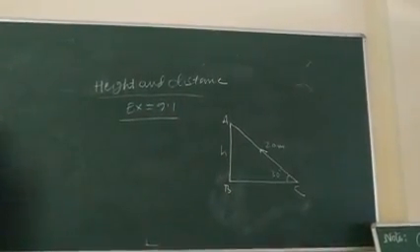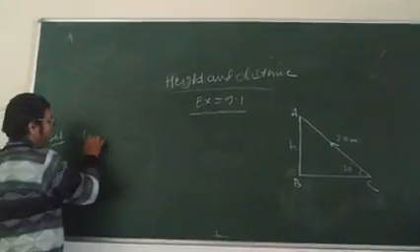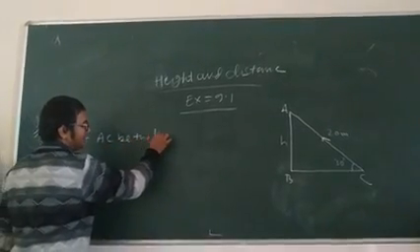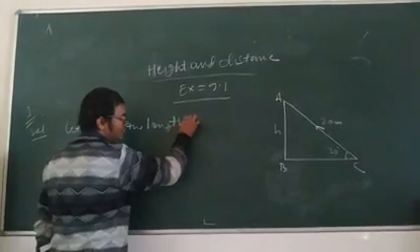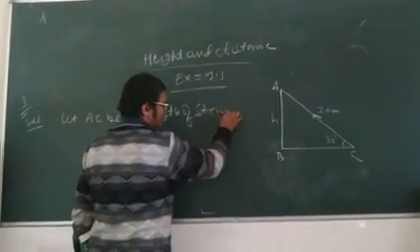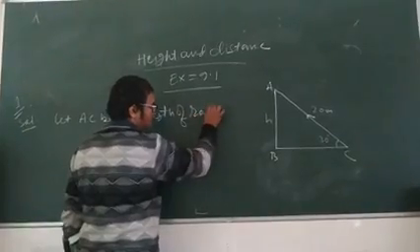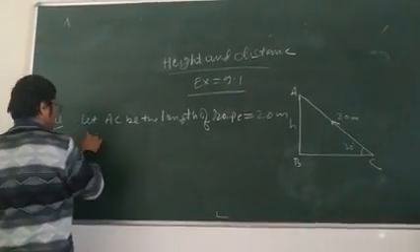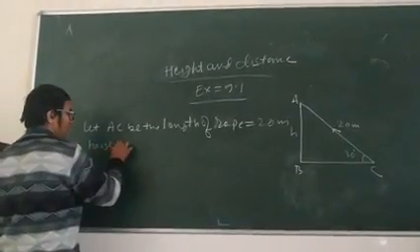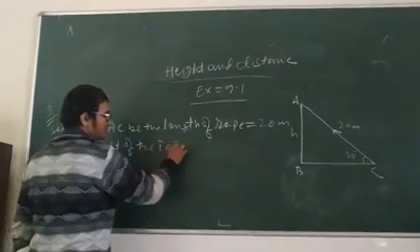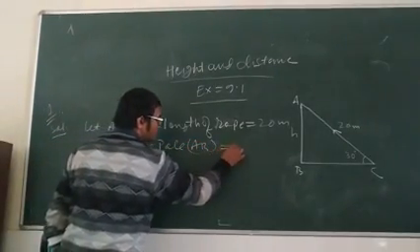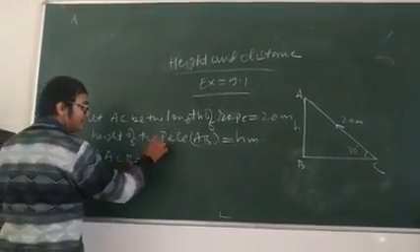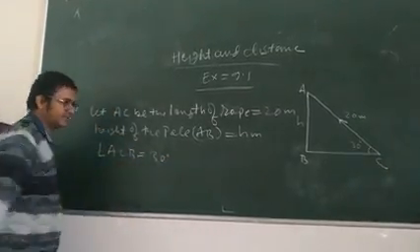So now see the solution of this. Let AC be the length of string, the rope, equals 20 meter, and the height of the pole, that is AB, equals H meter, and this angle ACB, theta, is 30 degree.